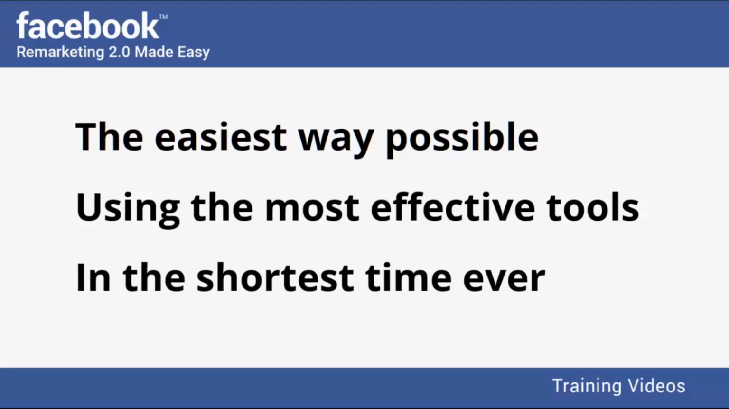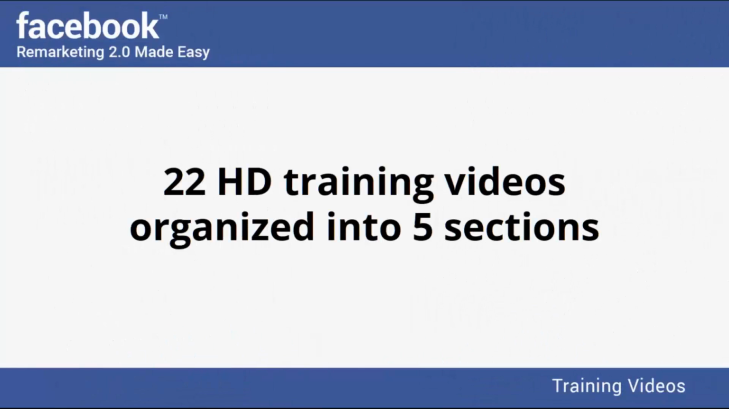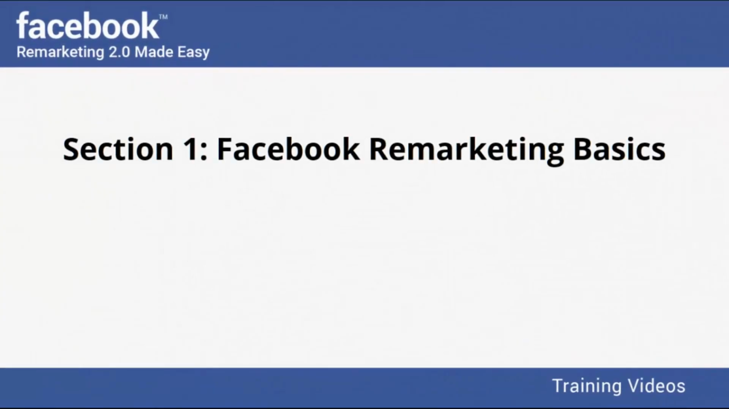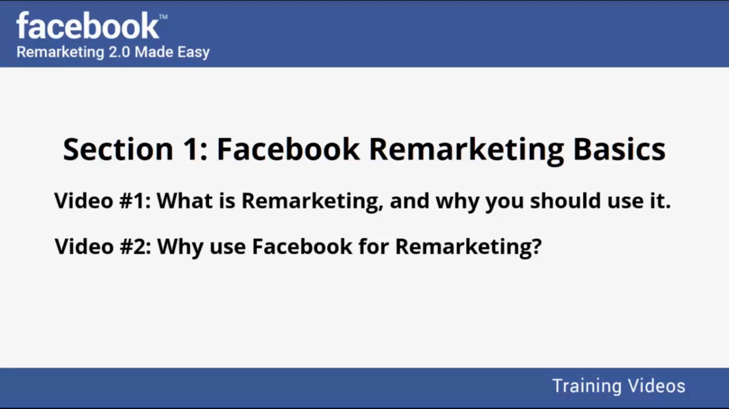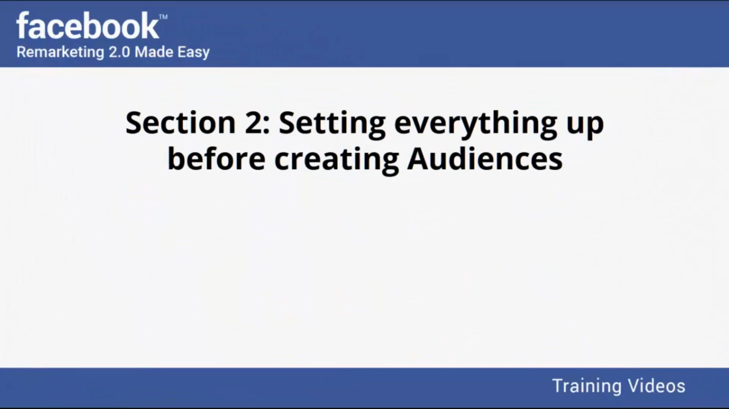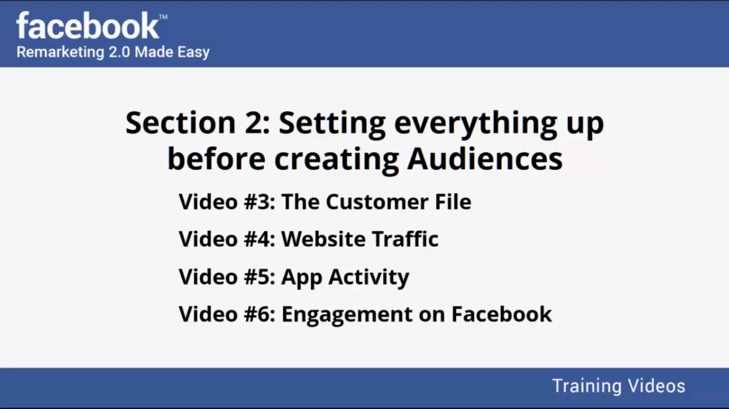This is exactly what you are going to learn. This video training is comprised of 22 HD training videos organized into 5 sections. Section 1. Facebook Remarketing Basics. In videos 1 and 2, we will talk about what is remarketing, why you should use it, and why use Facebook for remarketing. Section 2. Setting everything up before creating audiences. In videos 3 through 6, we will talk about the customer file, website traffic, app activity, and engagement on Facebook.